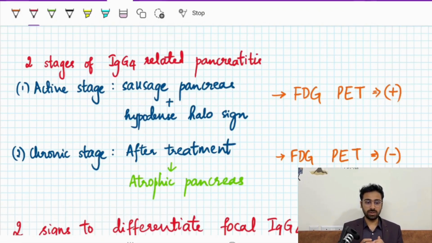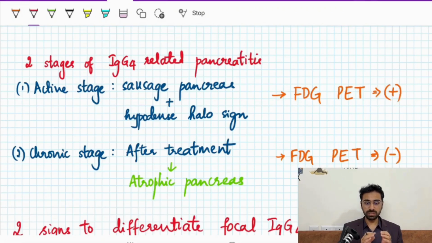Next stage is the chronic stage. This usually happens after treatment, treatment being immunomodulators or steroids. After treatment, the hypodense halo disappears, the pancreas becomes almost atrophic, and it shows FDG PET negative.